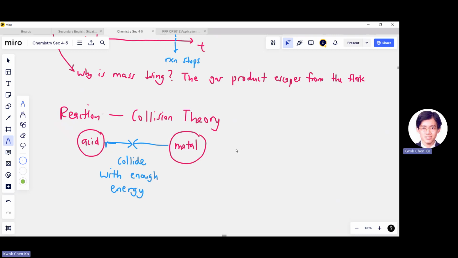Let's say they collide without enough energy. What will happen? They'll just bounce away. Nothing. Okay, done. Revision time. What is enough energy called? Yes, excellent. I know you have learned it. I've mentioned it last week. That enough energy is called activation energy.